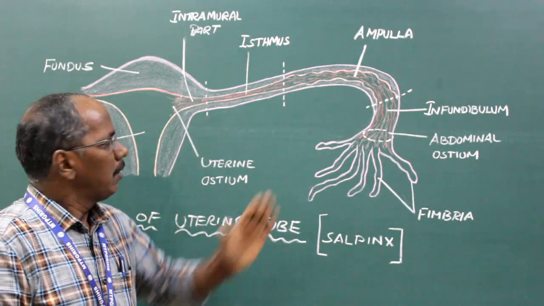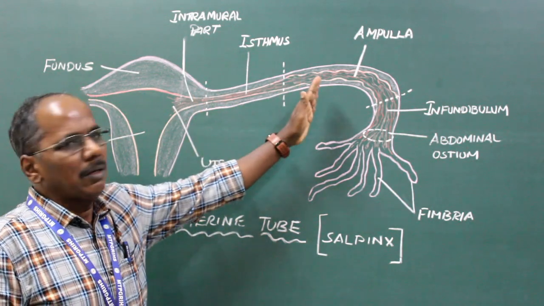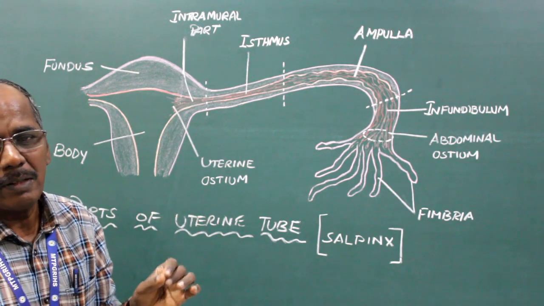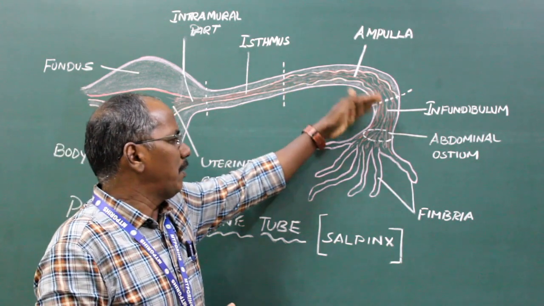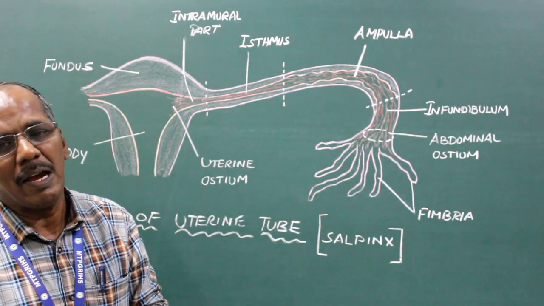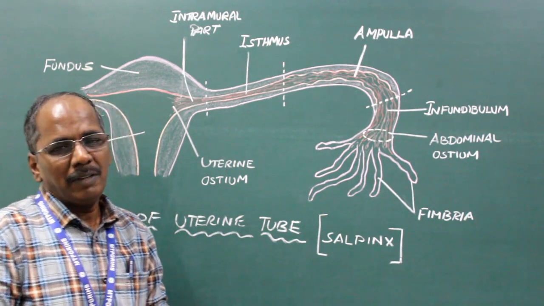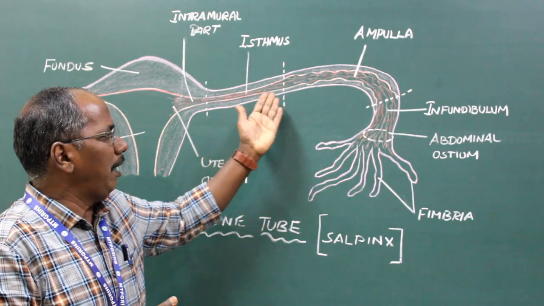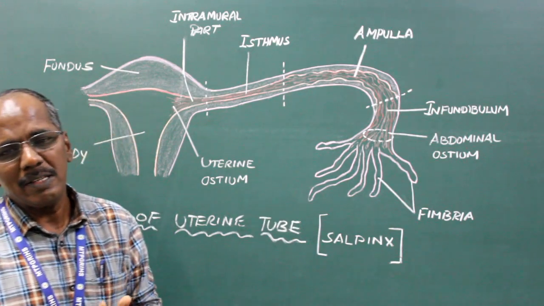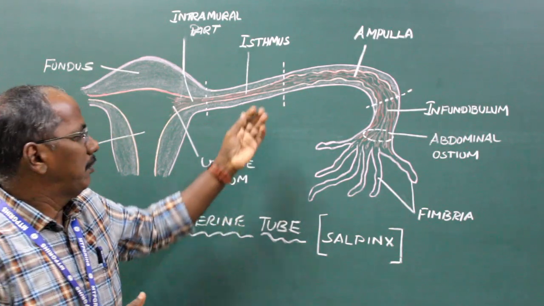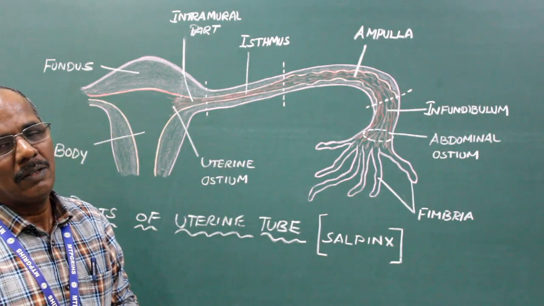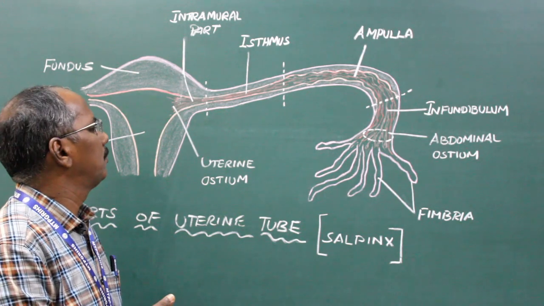Blood supply. Medial 2/3 of the uterine tube is supplied by the uterine artery and the lateral 1/3 by the ovarian arteries. Venous drainage. The uterine vein and the ovarian vein drain the venous blood from the uterine tube.